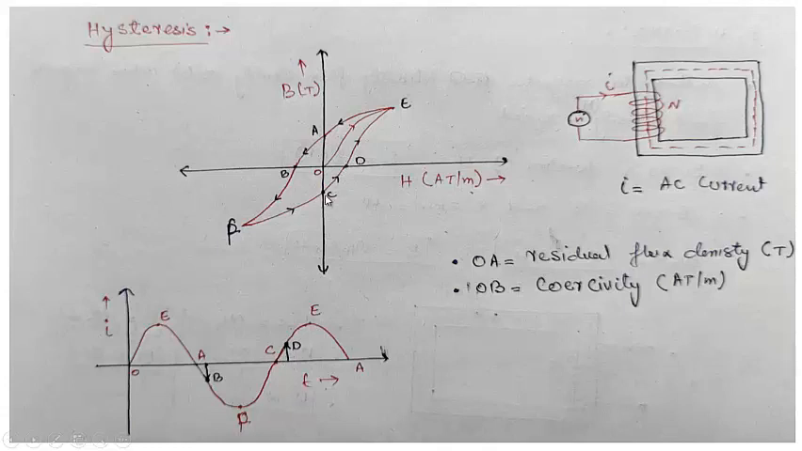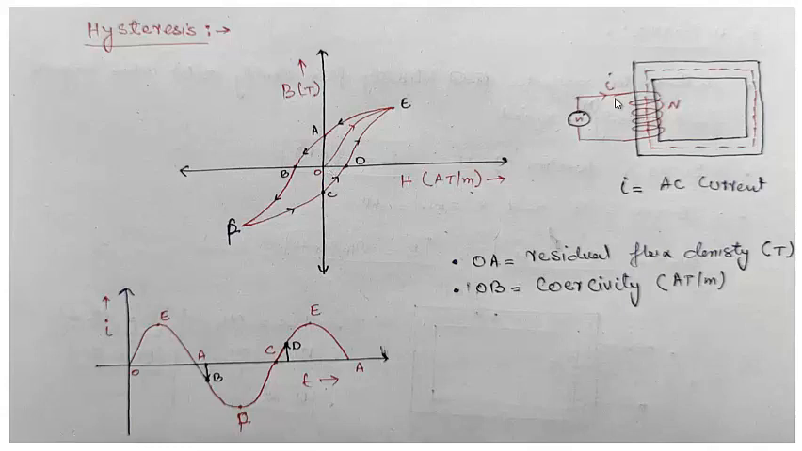When H is again increased from this point C to D, this much of H is required to make the flux density equal to 0. This OD is also known as coercivity in the negative direction. Then when it goes from C to E, it follows this path, from D to E. When another cycle occurs, at this point E, it traverses this path again and again. In one cycle, it starts from here because we are assuming that there is no residual flux density.